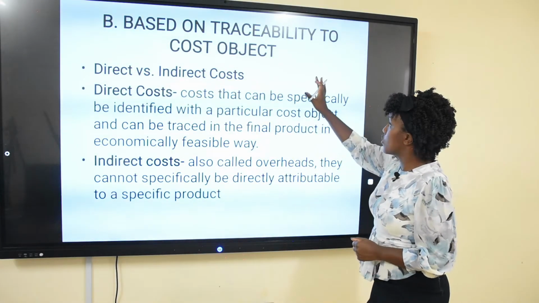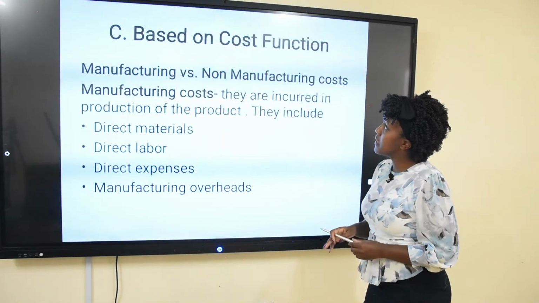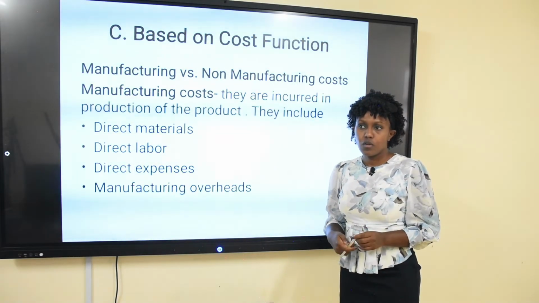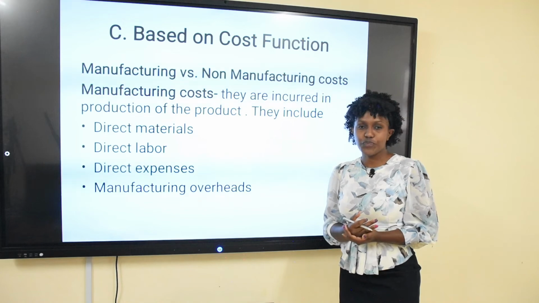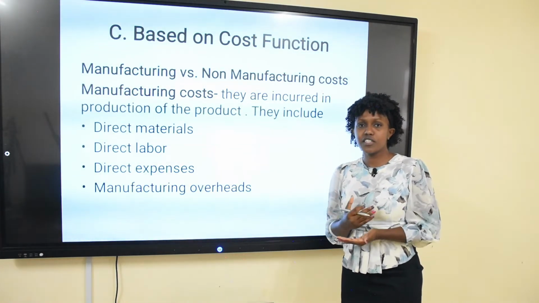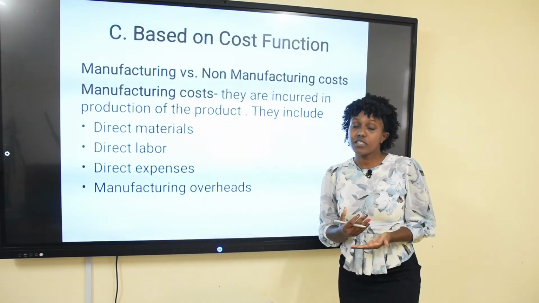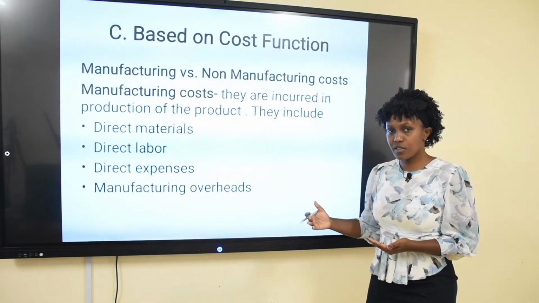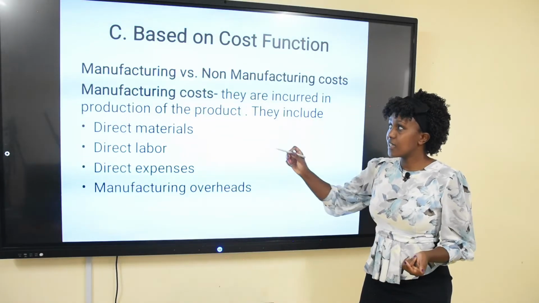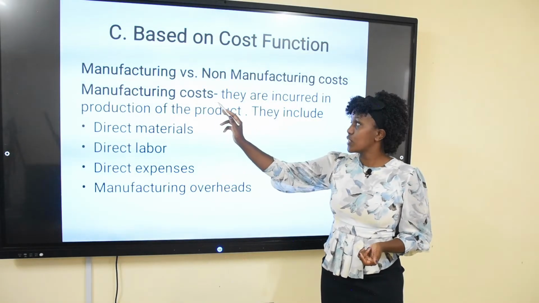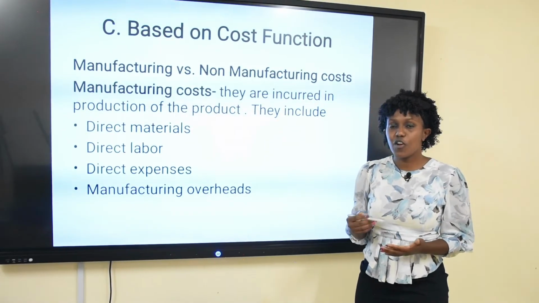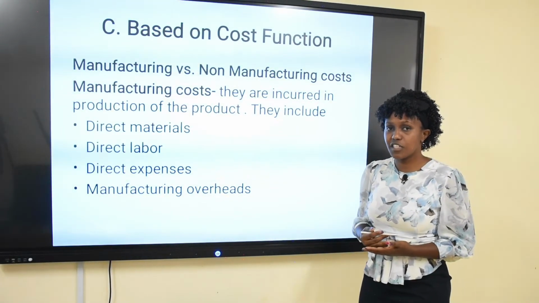Our third classification, number C, is a classification based on the cost function. What does the cost do? Again here, a cost is either a manufacturing cost or a non-manufacturing cost. This is pretty straightforward. Either a cost is incurred in the process of manufacturing or the cost is incurred for any other purpose other than manufacturing.